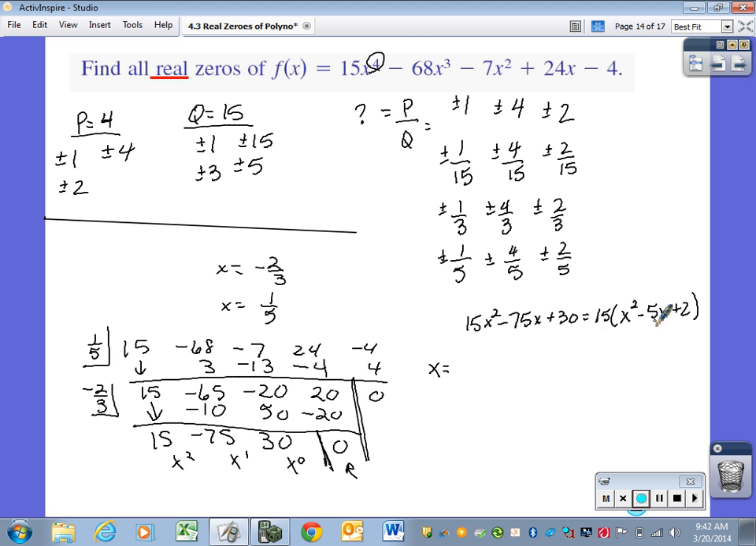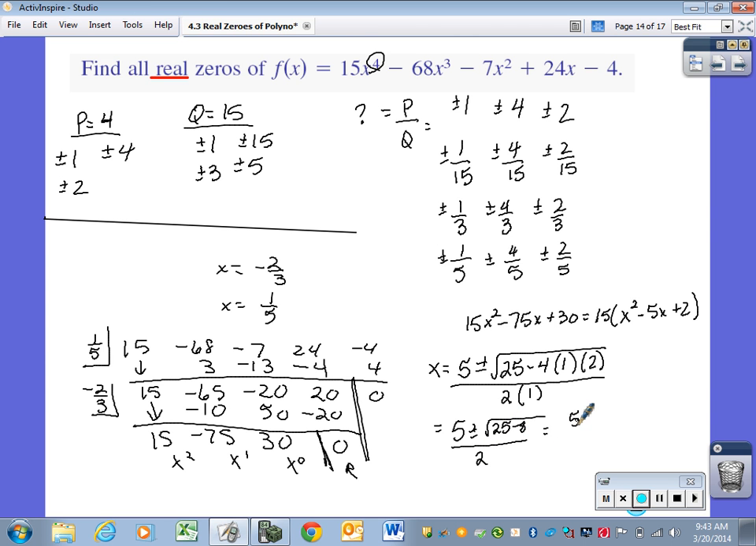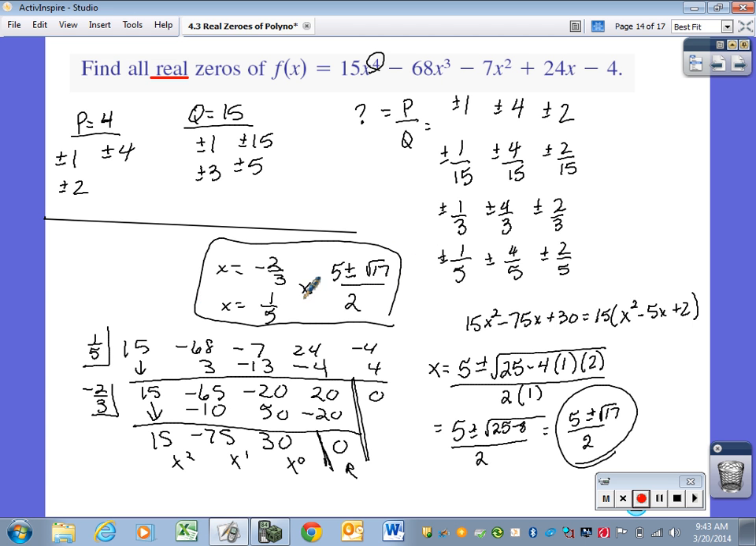x equals the opposite of b, which would be 5, plus or minus the square root of 5 squared minus 4 times a times c all over 2 times a. 5 plus or minus the square root of 25 minus 8 over 2. 5 plus or minus square root 17 over 2. Is that 2 more roots? Now I got all 4 roots.